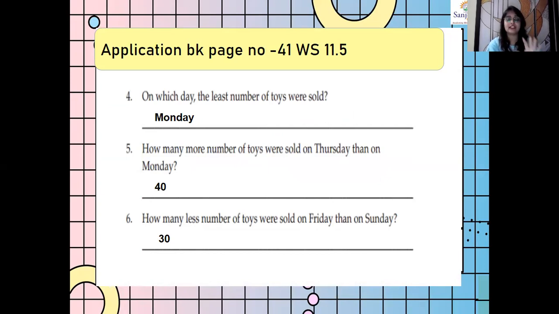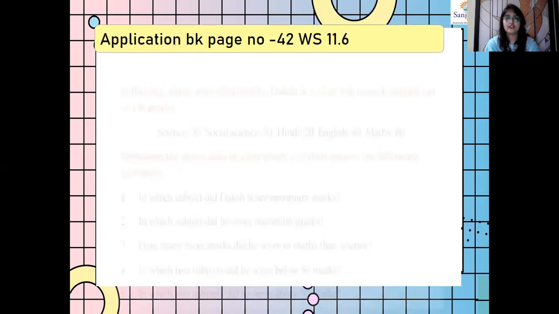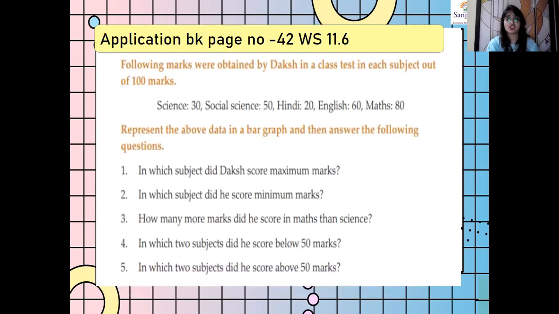So this way we have completed our worksheet 11.5, this sum on toys. You will be writing the answers of these questions in your application book itself and draw the pictograph in your notebook. Okay. Now, we will be starting with our next worksheet, that is worksheet 11.6, page number 42. Here, they have given you the data. They have given you also the questions. You need to answer those questions and also draw the bar graph. Now, pay attention here. The following marks were obtained by Daksh in a class test in each subject out of 100 marks.